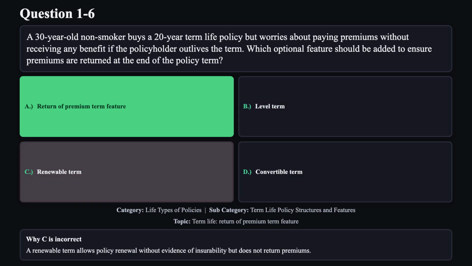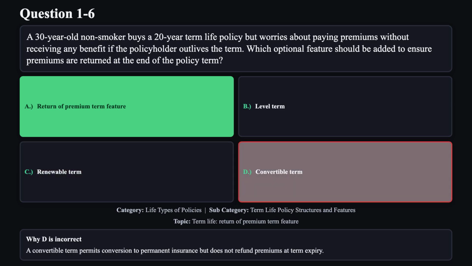Reason C is not correct. A renewable term allows policy renewal without evidence of insurability, but does not return premiums. Reason D is not correct. A convertible term permits conversion to permanent insurance but does not refund premiums at term expiry.